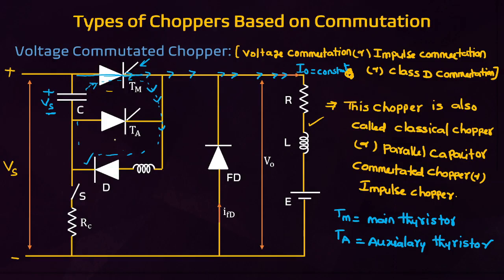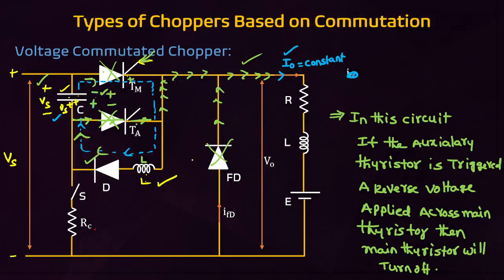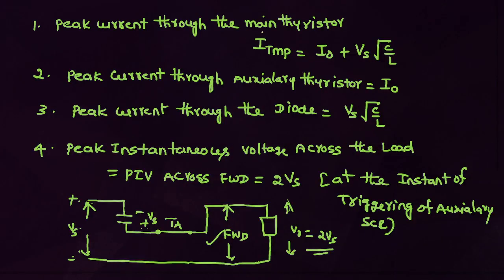This is a voltage commutated chopper. The chopper is also called classical chopper or parallel capacitor commutated chopper, where Tm is the main thyristor, Ta is the auxiliary thyristor. Mainly, you have to concentrate on the formulas. In this circuit, if the auxiliary thyristor is triggered, a reverse voltage is applied across the main thyristor, then the main thyristor will be turned off. That's why it is also called parallel capacitor commutated chopper. These are very important points.